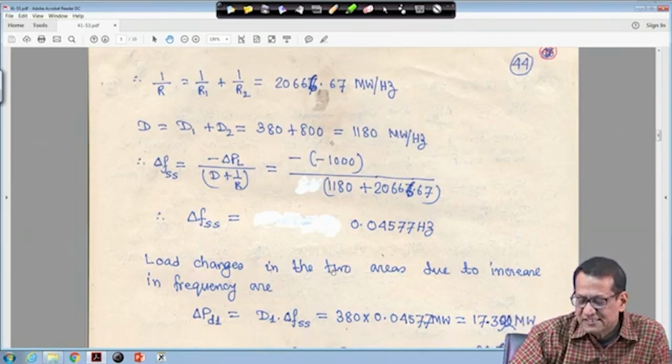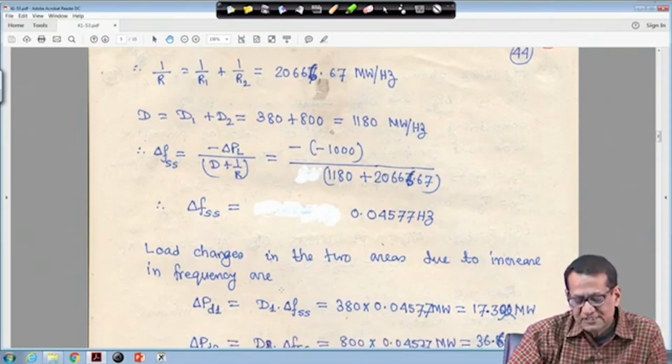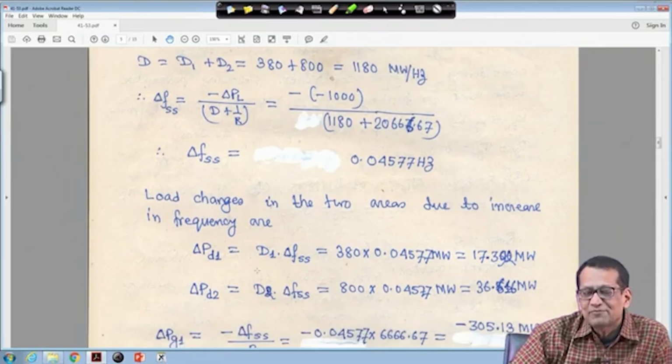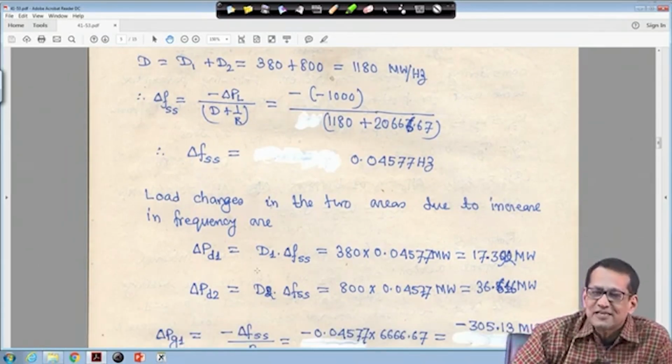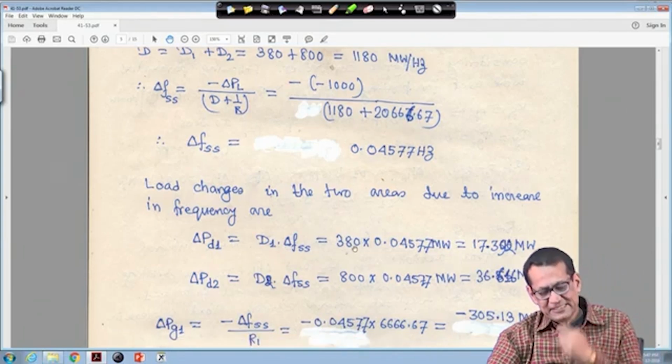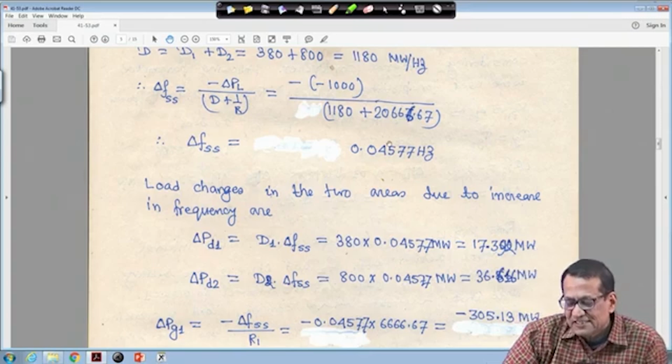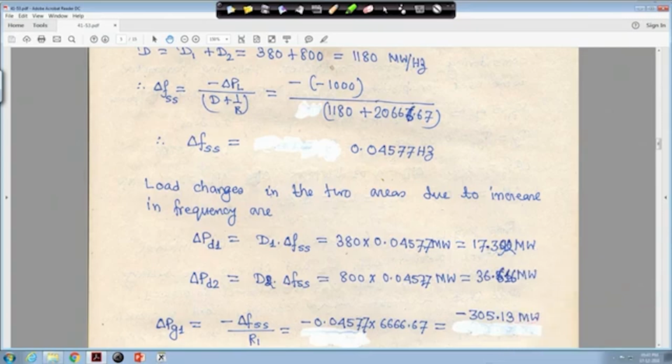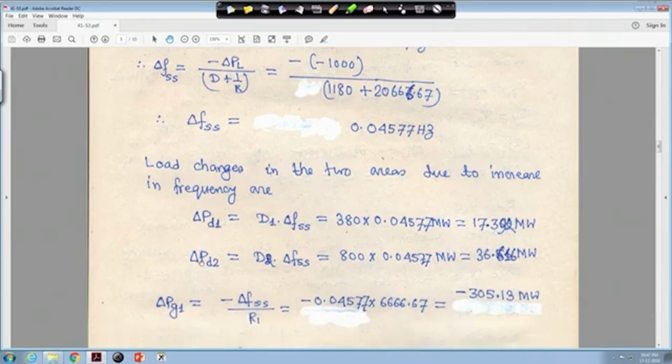Now, load changes in the two areas due to increase in frequency. We know that D into delta F SS, because we have taken D as constant, the load is sensitive to the change in frequency. So, delta PD1 will be D1 into delta F SS. D1 is 380 and delta F steady state is 0.04577. So, this is 17.392 megawatt, right. Similarly, delta PD2 will be D2 into delta F SS, which is 800 into 0.04577, that is 36.616 megawatt, right.